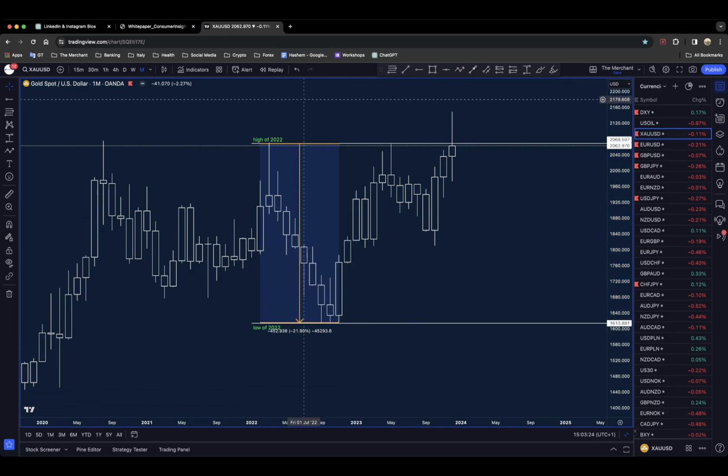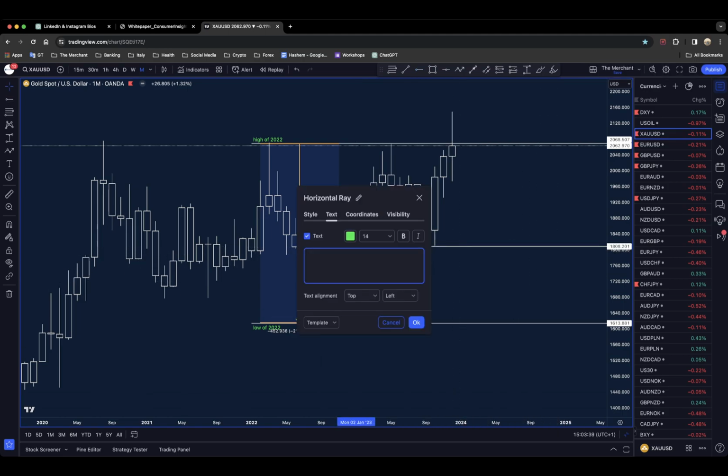Okay, now let's look at the price again for 2023. Okay, here March, January 2023. Obviously here we can see that this is the low of 2023, low of 2023.